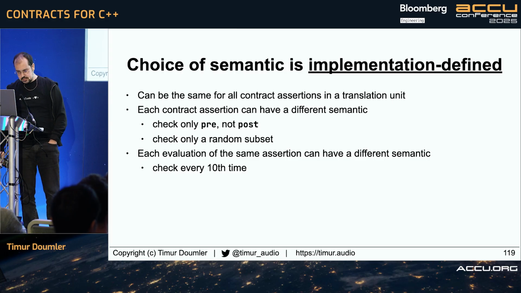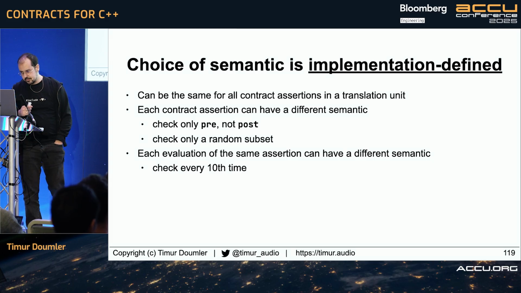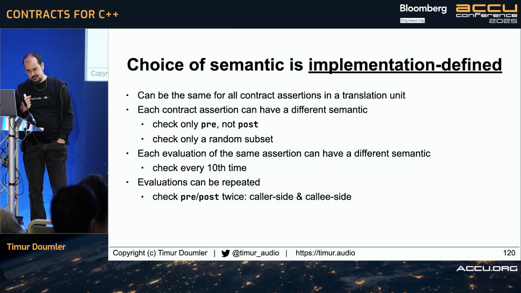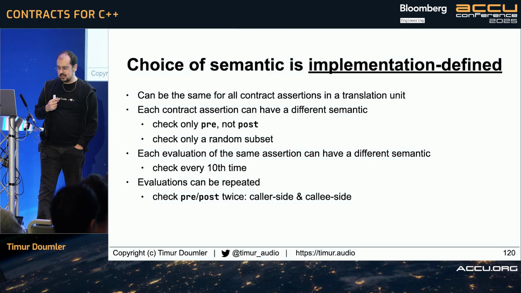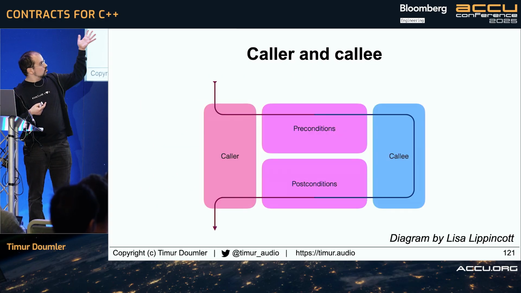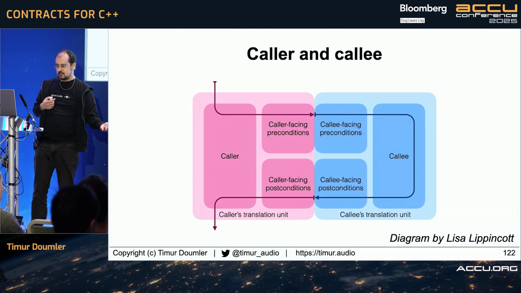And another interesting quirk here is somebody asked earlier about whether they're checked on the caller side or on the callee side. So actually, they could be checked on either side, right? And that is interesting because that leads to evaluations that could be repeated. So conceptually, this is what you want, right? You have a caller, you have a callee, and then there are pre and postconditions, and you check them. You check the preconditions, you call the function, you check the postconditions, you return.